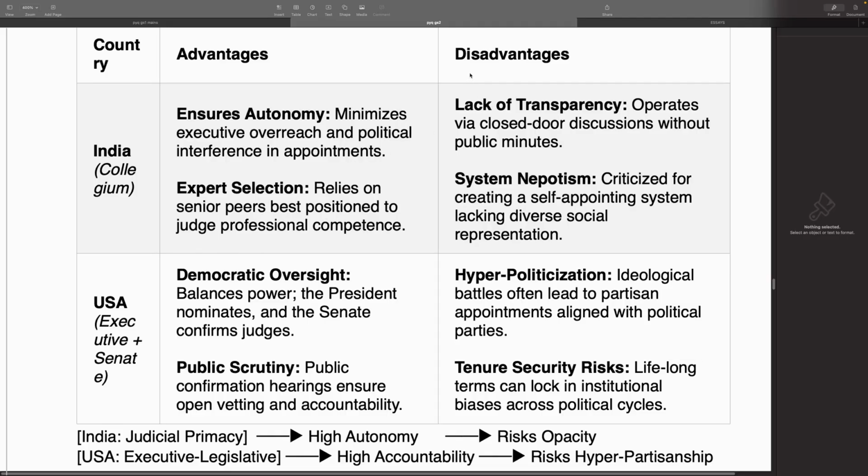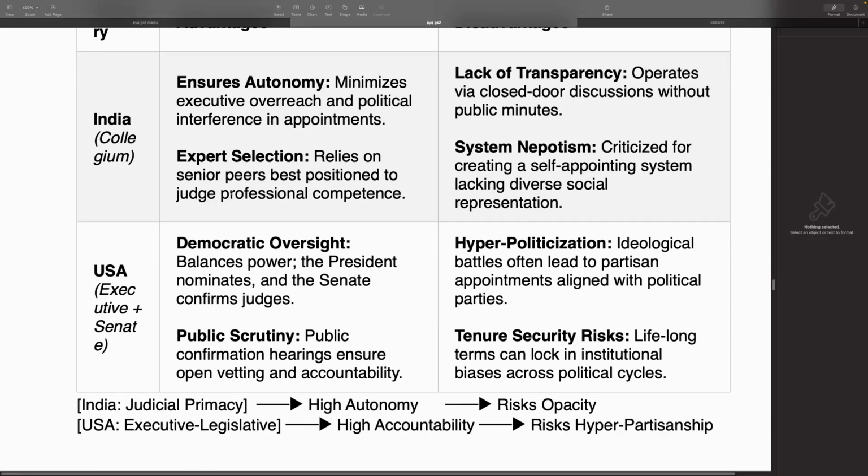Disadvantages. Lack of transparency, operates via closed door discussion without public minutes. System nepotism, criticized for creating a self appointing system lacking diverse social representation.